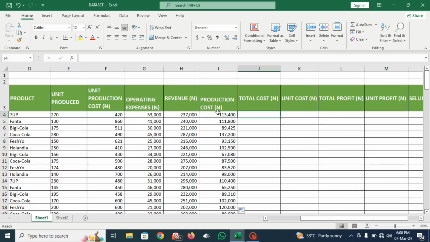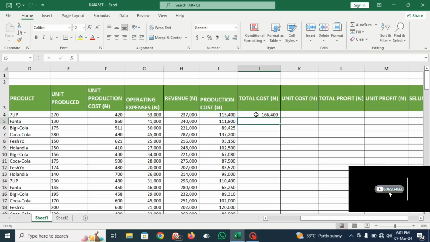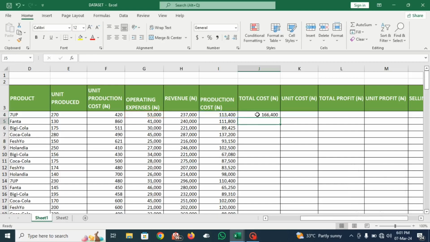So what we have to do here is add this production cost plus operating expenses. I have to start with equal to again. I'll come back to this, then press equal to. I'll locate the first cell, which is production cost, then plus. In order to apply my plus, I'll hold my shift key, then press the equal to key on your keyboard. Then I'll move to the second cell, which is operating expenses. That is, by adding our production cost plus other indirect cost, that will result in our total cost. So I'll just press enter. So it means that the total cost for 7 Up is 166,400. Now, in order to ascertain the remaining, I have to come back to this cell.